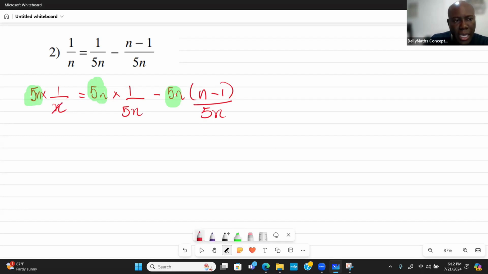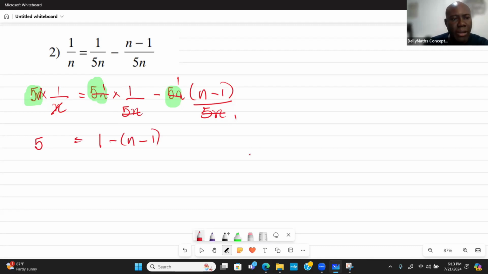In so doing, n cancels n, leaving 5. So we have 5 times 1 there, which gives us a 5 here. 5n would have fully canceled itself. We're left with 1 times 1, which is 1. Here, 5n again would have fully canceled itself. We're left with 1 times this, so what we actually have here is a negative. Let me just write it back first. This is what we have when we have gotten rid of the denominator.